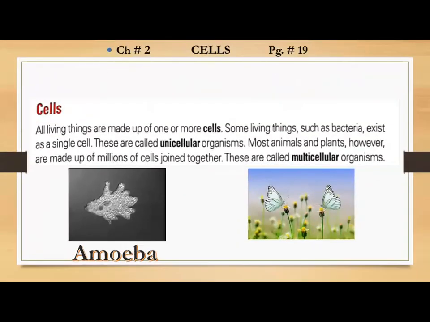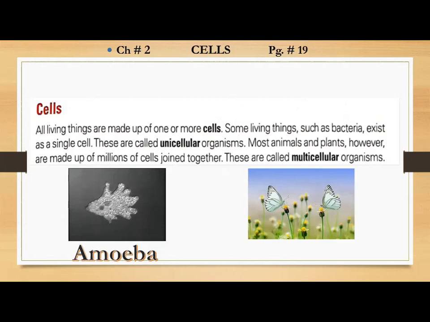Now come towards cells. All living things are made up of one or more cells. Some of them are called unicellular because their bodies are made up of only one cell, and some of them are called multicellular because their bodies are made up of millions of cells. Some living things such as bacteria exist as a single cell. For example, bacteria, amoeba, chlamydomonas, paramecium, all of them are called unicellular because their bodies are made up of only one cell.